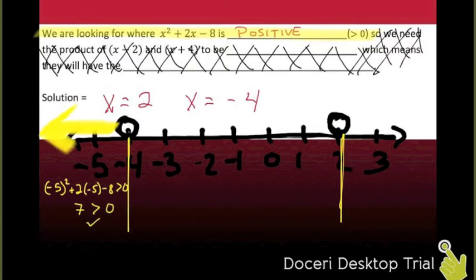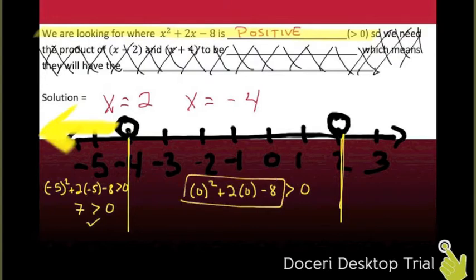You need to pick a number in the middle. So we're going to pick, let's say, 0. So we'll have 0 squared plus 2 times 0 minus 8. And we want to know, is that greater than 0? Well, if you plug this whole thing into your calculator, it's going to give you negative 8. Is negative 8 greater than 0? That is not true, so we do not shade there.